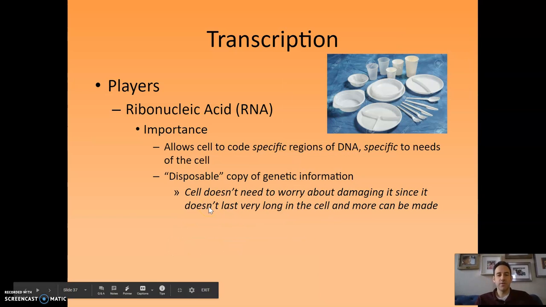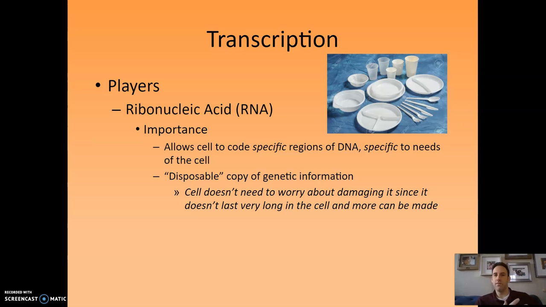Second, it's kind of a disposable copy of genetic information. The cell doesn't need to worry about damaging it. Since it doesn't last very long, it can be remade. And as a result, we can fiddle around with it through these processes, transcription, translation, without worrying about damaging the core information. So, DNA is kind of like the original constitution that was written out by our founding fathers. You don't want to be messing around with that document too much. You want to keep it nice and safe, stored in the nucleus, and then we can make copies that we can mess around with and play around with.